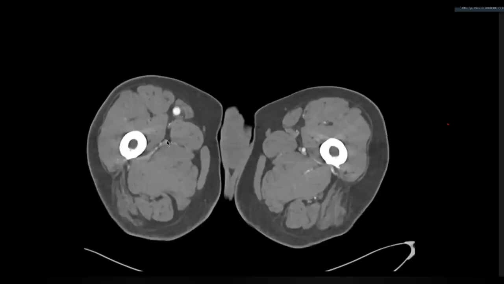Do you see it on this side? Yes, less opacified. Yes, sir. Or not opacified. So what is this then? What's going on here? I don't see anything looking like this here. So what's this?